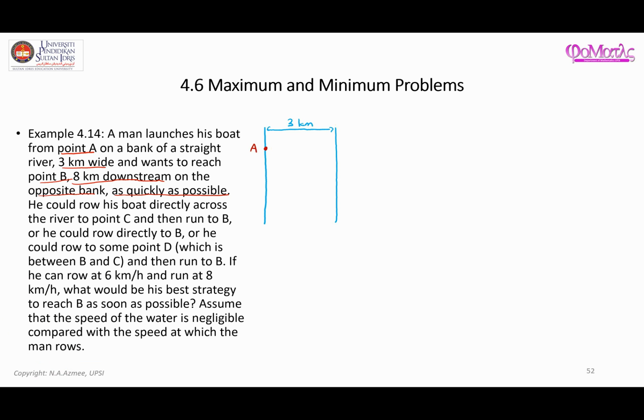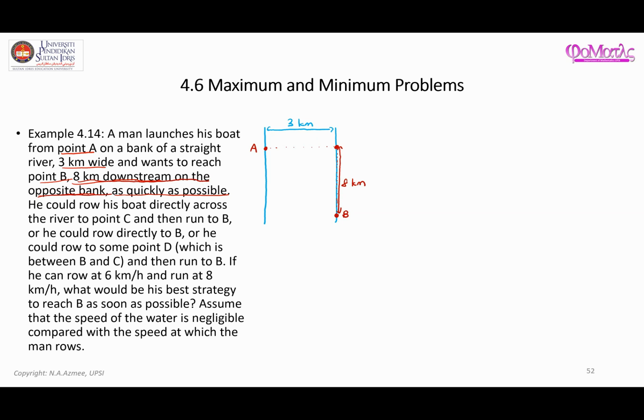So launching his boat from point A, and the river is 3 kilometers wide, and he's going to reach point B, which is 8 kilometers downstream on the opposite bank, which means this is the opposite bank of A. The point here is 8 kilometers downstream, could be on this point. So this is point B. So the distance between that point and this point is 8 kilometers.